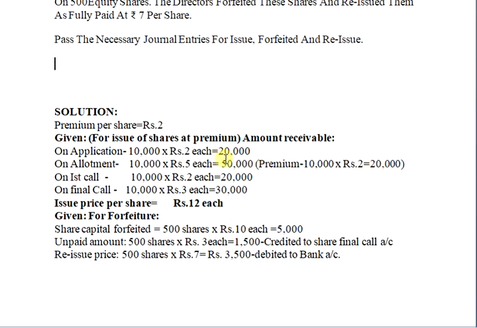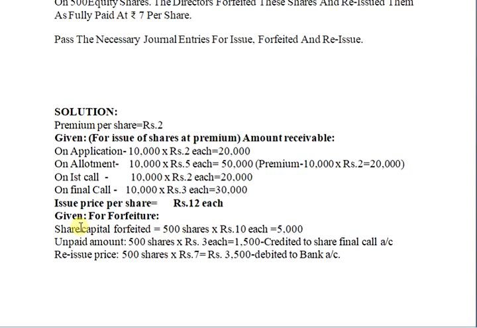Then the original installment amount will be how much? 10,000 into 3. If premium is not given, it becomes 30,000. On the first call, 10,000 into 2, it becomes how much? 20,000. On the final call, 10,000 into 3 means it becomes how much? 30,000. Issue price per share will be how much here? 12. So face value is 10, issue price is 12. That means how it becomes? 5 plus 2 plus again 2 plus 3, it becomes 12.